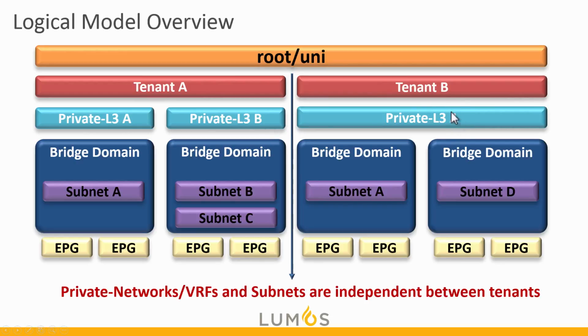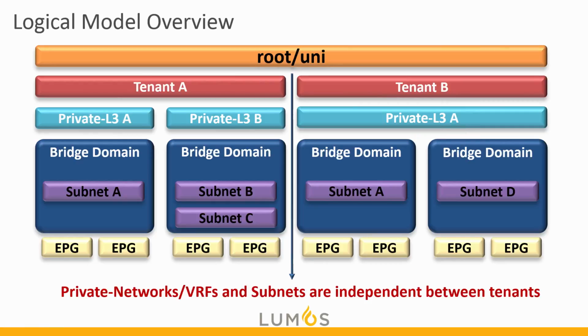Private L3 is just what ACI calls them. So let's just say that tenant A is named A and the VRF or private network is named A. Now tenant B also has a VRF named A. So how will this get instantiated into a leaf switch?